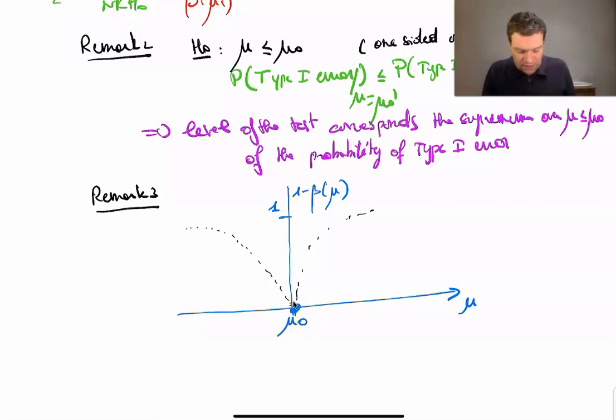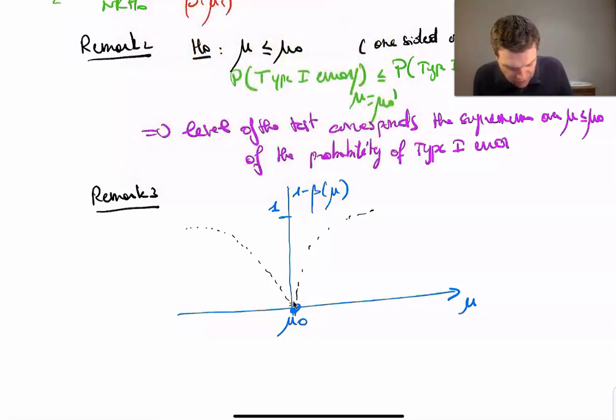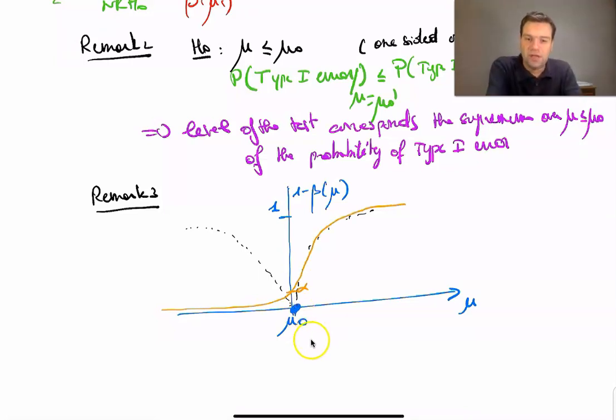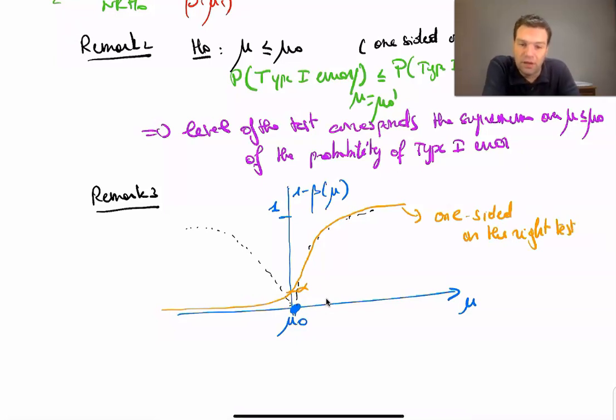Okay, for the one-sided test, what happens, that is what I wanted to draw initially. This is something like this. Let's say here we have alpha. The curve should be something like this. Here is the power. You see, this is the power for the one-sided on the right test.